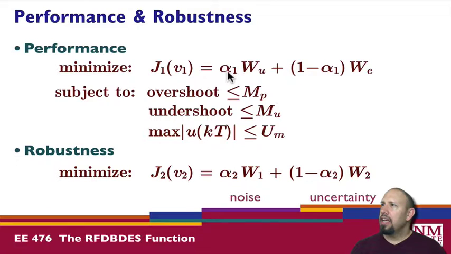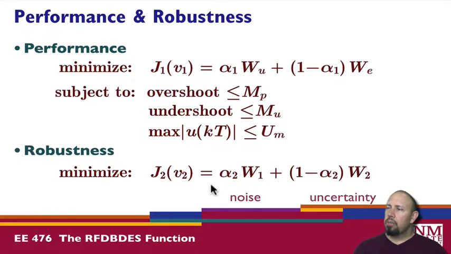Alpha 1 is a number between 0 and 1. When alpha is 1, we're emphasizing the control energy, in which case the error energy is not considered. When alpha is 0, we're considering the error energy and not the control energy. So we have those two different things. Overshoot less than some number, undershoot less than some number, maximum control less than some number.